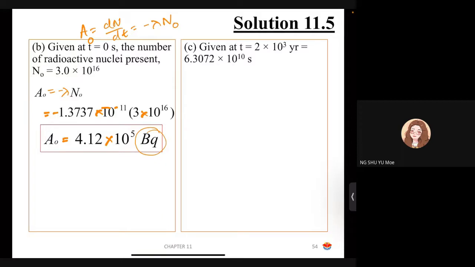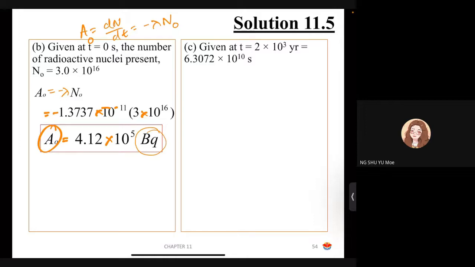Okay, you faham tak kenapa? Sebab dia nak dapatkan A0 ni dalam unit in term of Bq. Kalau you tak nak tukar boleh, lambda you dalam years, tapi you tak boleh dapat Bq, you buat decay per years. Kena be careful lah dekat unit tu.